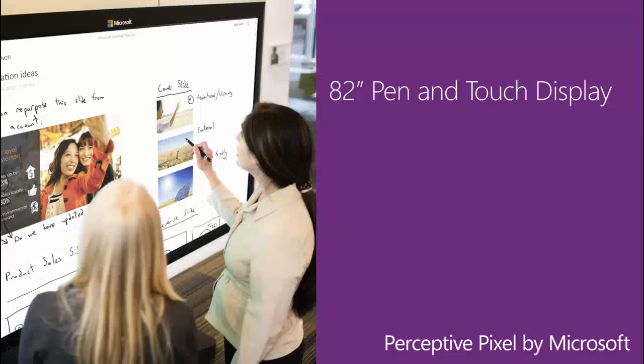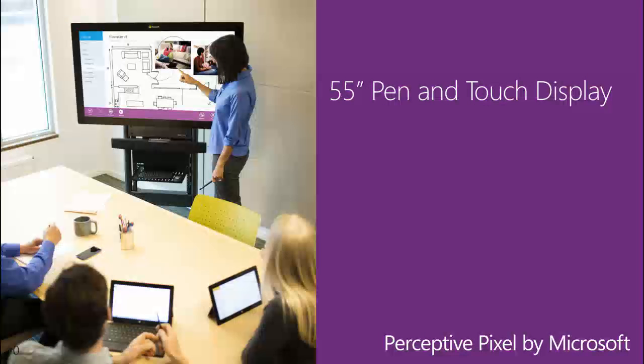So we have two models of Perceptive Pixel. We've got the 82-inch, which is this one here, which is sort of our flagship application, and we've got a 52 or 55-inch display. The 82 is designed really for the large boardroom experience. The 55 is really designed for the huddle spaces, the personal conference rooms, the smaller spaces.